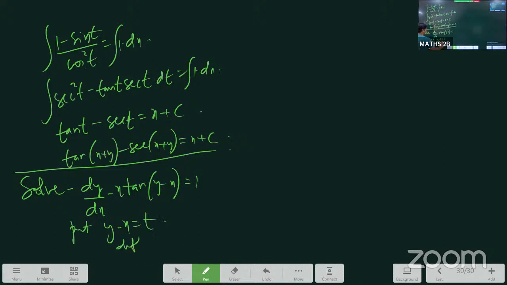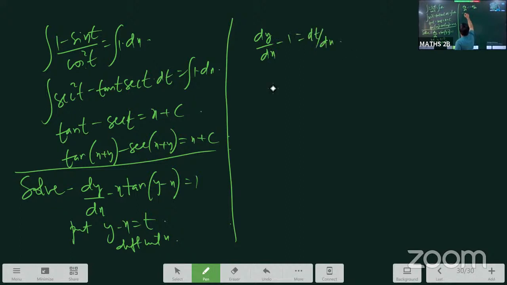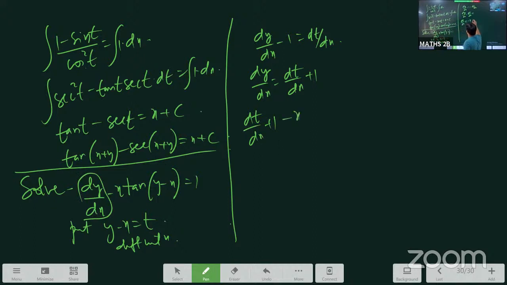Then differentiate with respect to x. Y derivative, what am I going to get? dy by dx minus 1 equal to dt by dx. Now dy by dx is equal to dt by dx plus 1. Now, what is dy by dx? Replace it. That is dt by dx plus 1 is your dy by dx. Now, minus 1 as dt minus x tan t is equal to 1. Now 1 and 1 get cancelled on both sides.